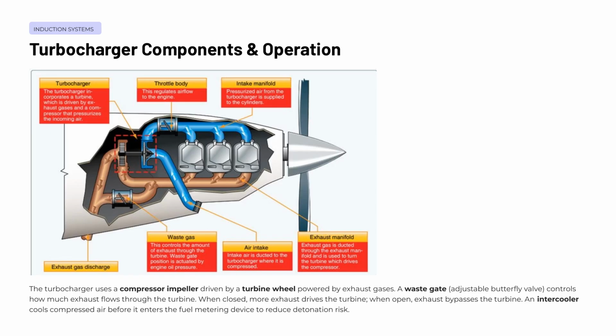One important consideration is heat. Compressing air raises its temperature significantly, and hotter air is less dense and more prone to causing detonation. That is where the intercooler comes in. By cooling the compressed air before it reaches the fuel metering device, the intercooler improves charge density and reduces the risk of detonation, helping protect the engine under high-power conditions.